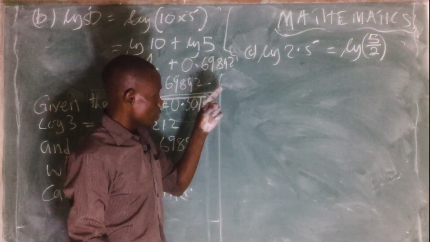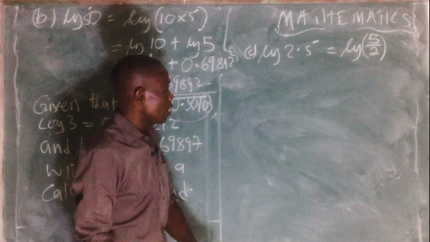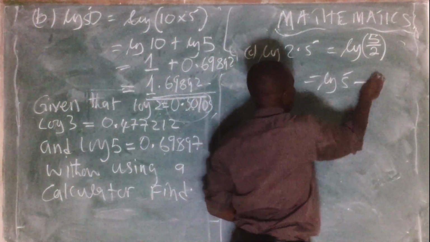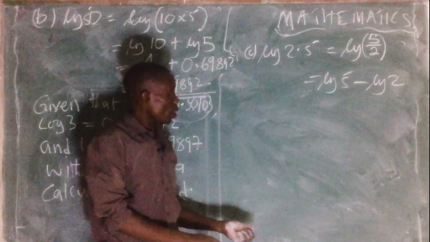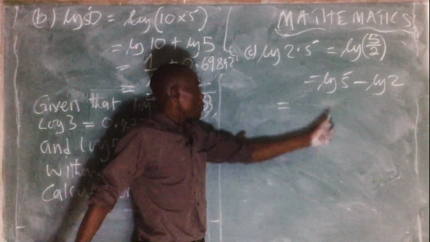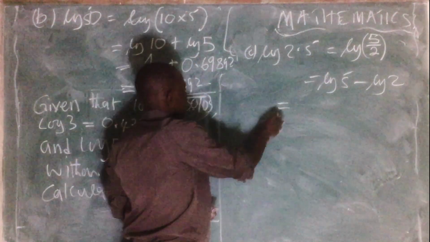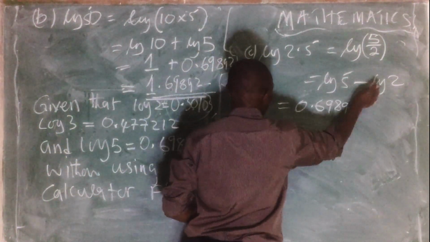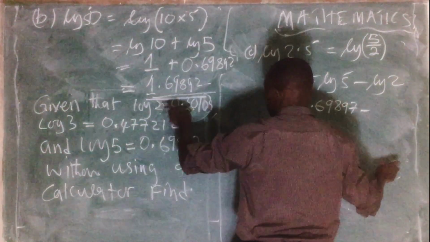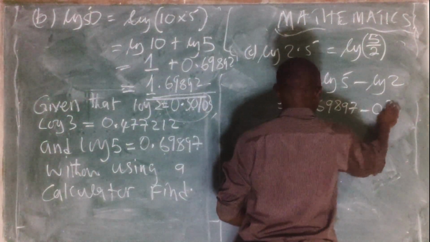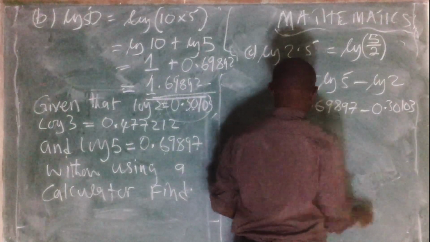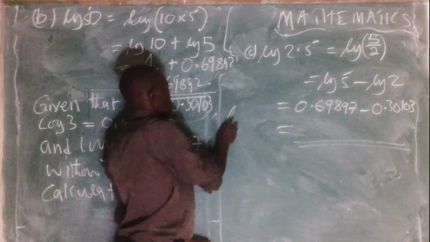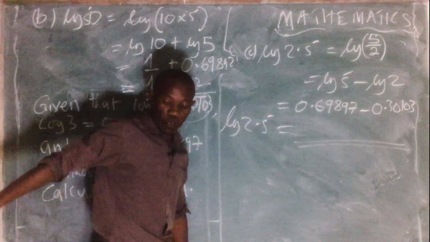So if I've got two numbers dividing, but expressed to a certain base, like base 10 in this case, that simply means the logarithm of 5 minus the logarithm of 2. So what do you have for the logarithm of 5? I can see it here, which is 0.69897, minus log of 2, which is this one, 0.30103. So if you subtract that, you'll be in a position to find the logarithm of 2.5.